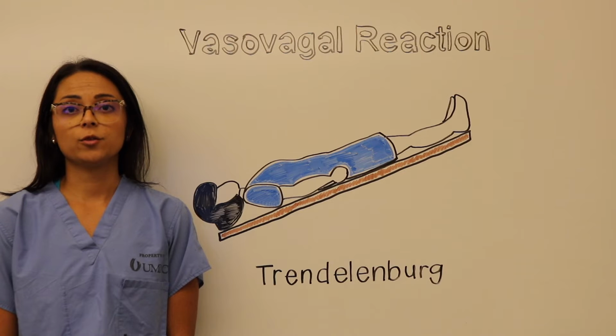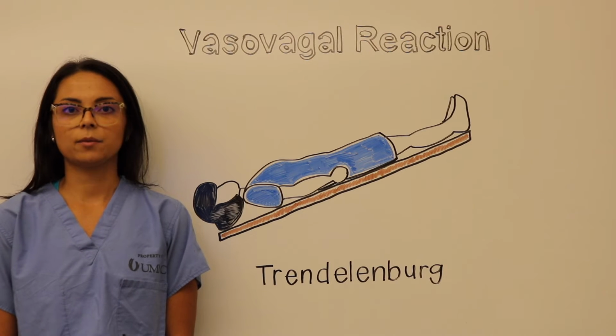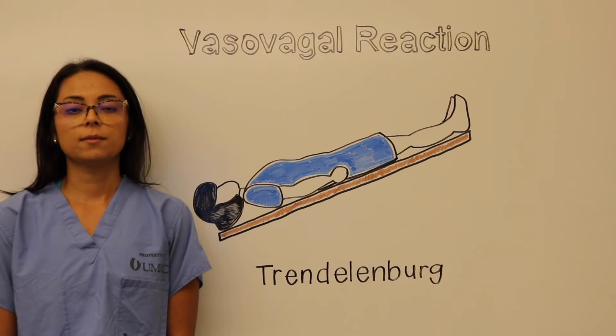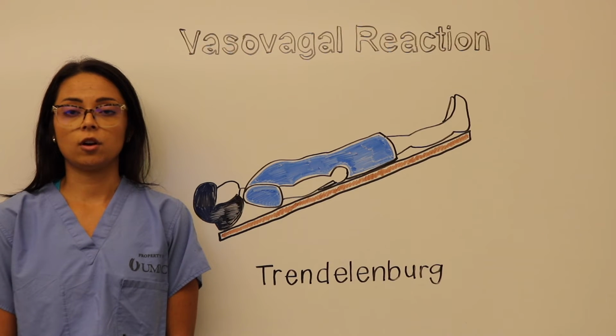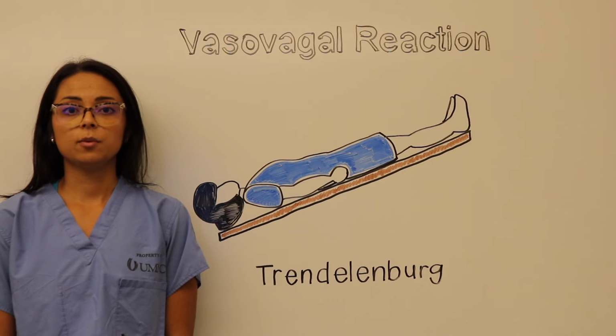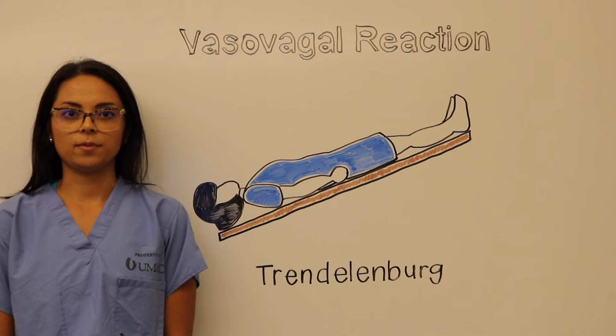Management of a vasovagal reaction includes assessing vitals and the ABCs of airway, breathing, and circulation. The majority of vasovagal reactions resolve with raising the patient's legs or placing the patient in Trendelenburg position. If bradycardia is present and does not resolve, 0.5 milligrams of IV atropine can be given every 3 to 5 minutes for a total dose of 3 milligrams.